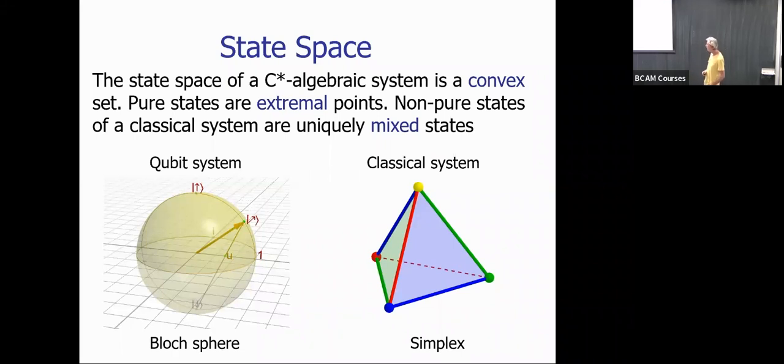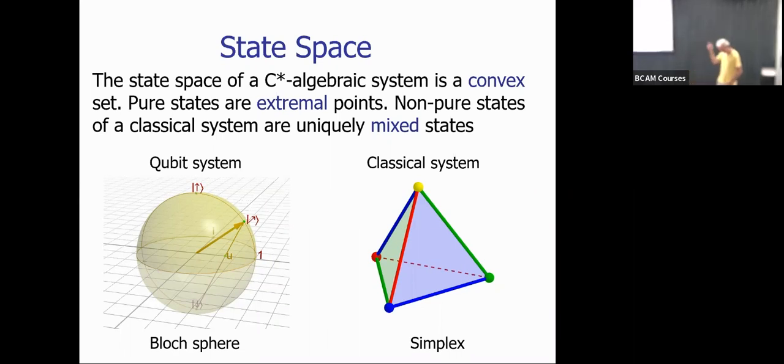Interestingly, we can make another observation: the state space of such a C-star algebraic system is a convex set. And the pure states, what we have called pure states in the framework of pioneer quantum mechanics, namely vectors in the Hilbert space, are exactly the extremal points, here the points on the surface of the sphere. The non-pure states are sometimes called mixed states. They are in the interior of the Bloch sphere.